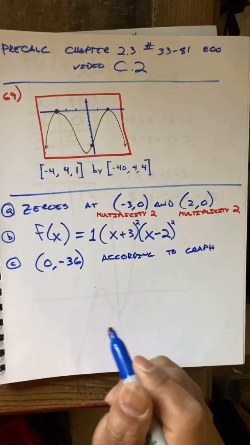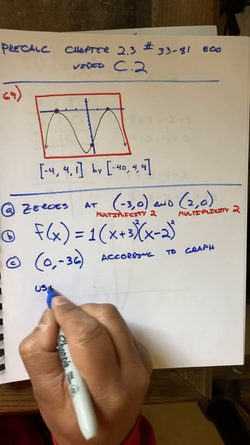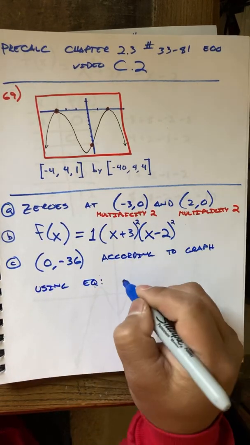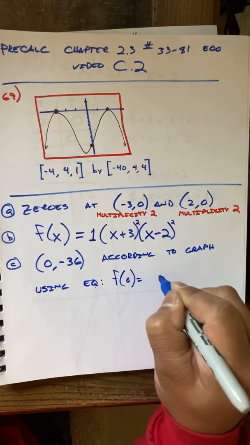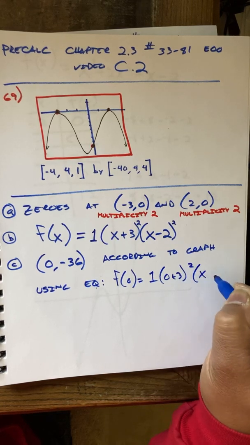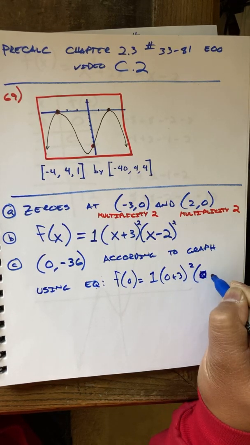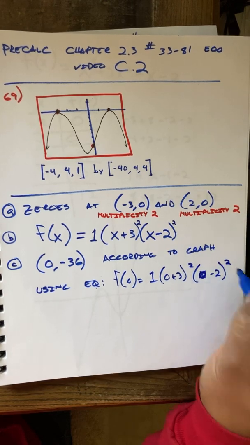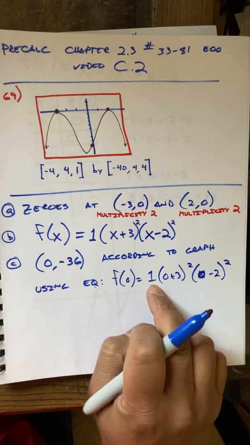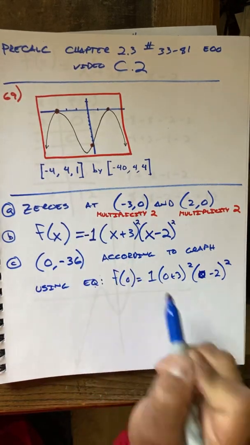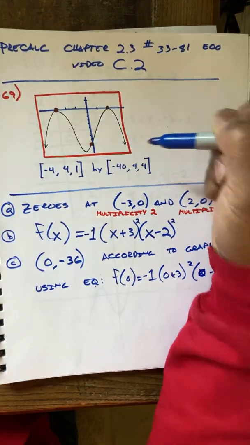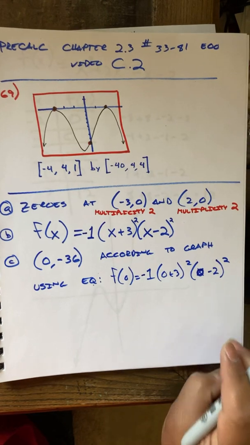Now, according to the equation, I'm going to plug in 0 for x and see what happens. F of 0 equals 1 times 0 plus 3 squared times 0 minus 2 squared. This should be -1 because it is facing downward, down and down. I should have caught that earlier, my bad.